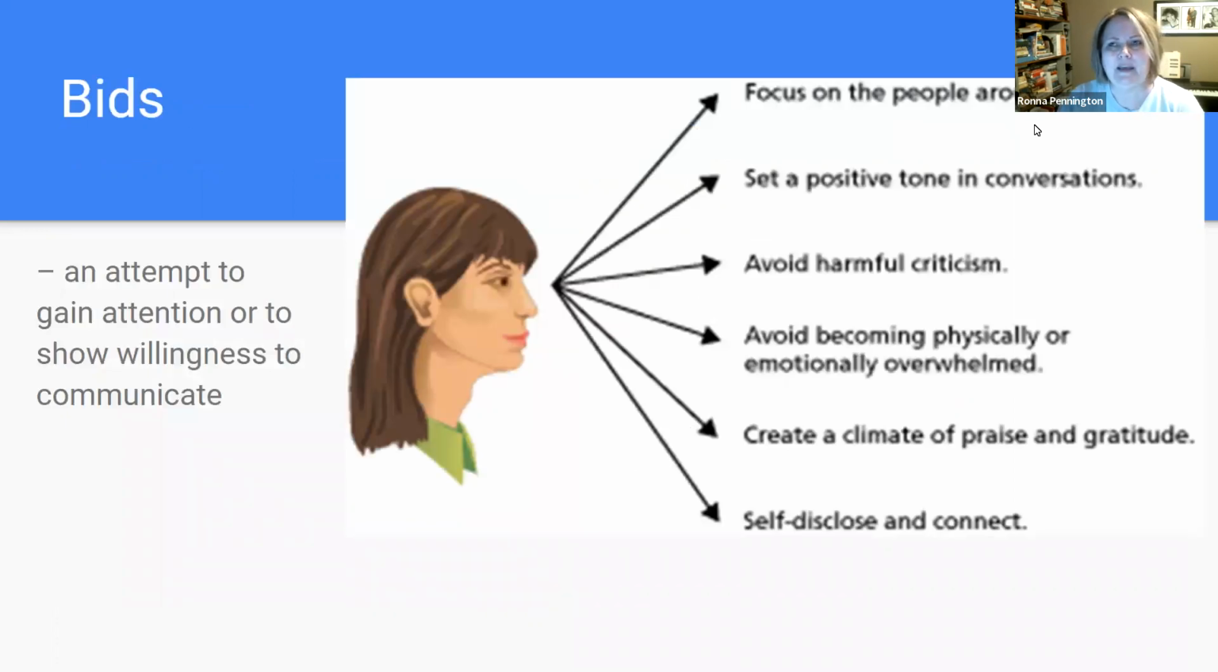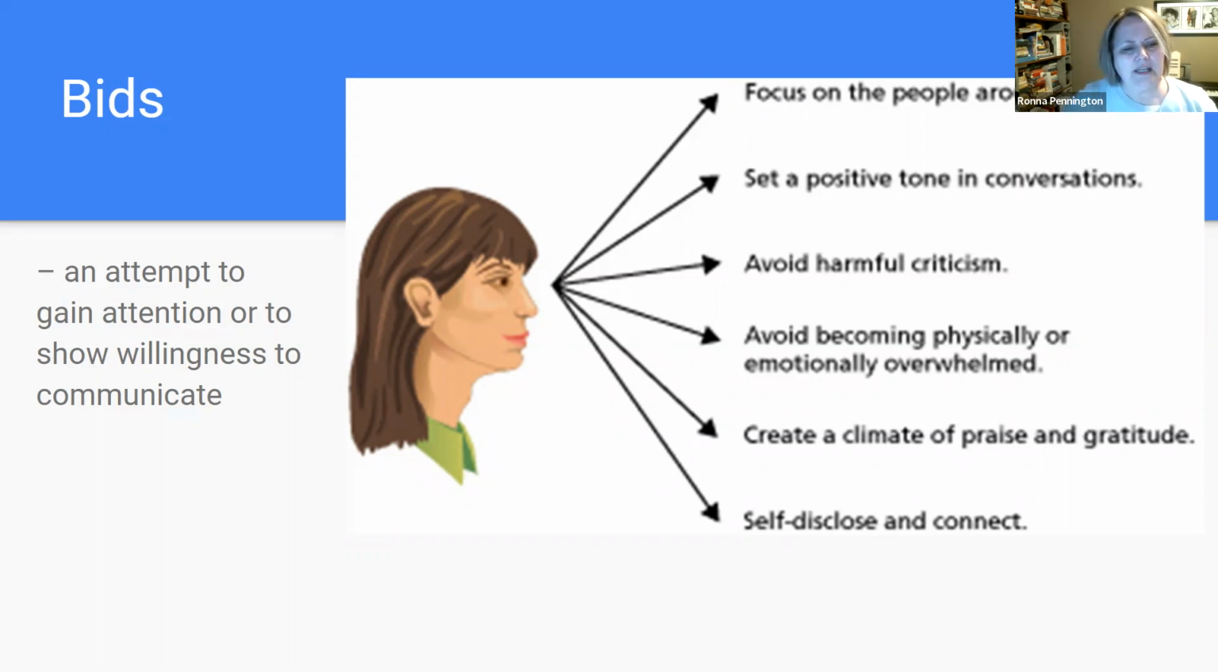So what is a bid? A bid is an attempt to gain attention or to show willingness to communicate with a person. If you've ever been at the club and you've ever made eye contact with someone to let them know that you would love to dance with them, that's a bid. So to create bids or to recognize bids, look for people who are, one, looking at you. A smile is a bid usually.